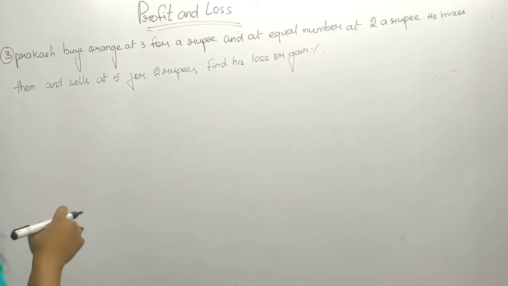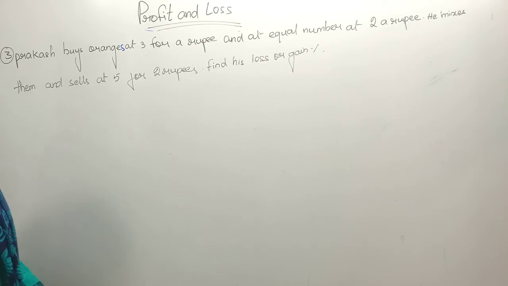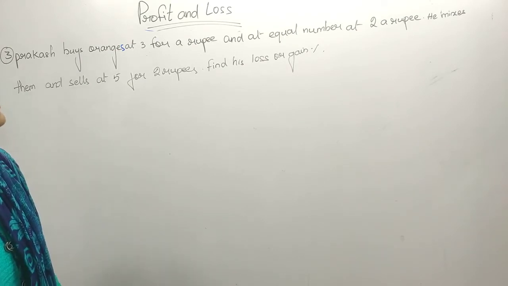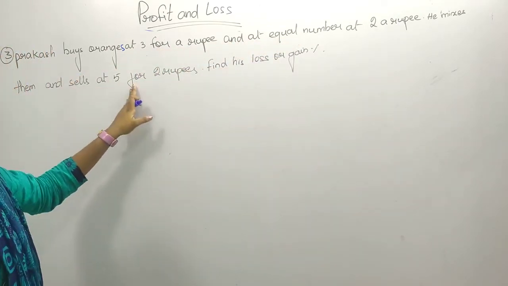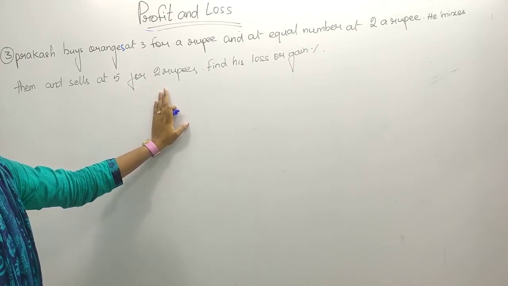Okay, what is the next problem given here? Prakash buys oranges at 3 for a rupee. Prakash bought an equal number of oranges at 2 for a rupee. He mixes both of them and sells at 5 for 2 rupees. Find his loss or gain percent.